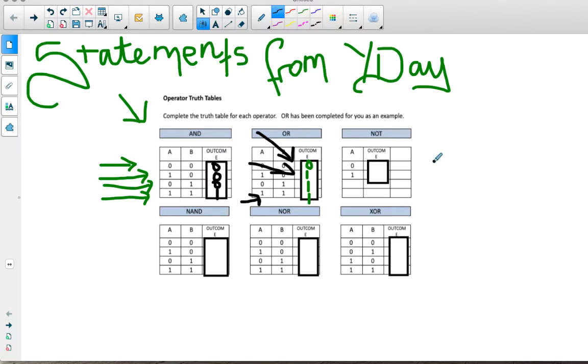NOT gates essentially flip the input, so if you put a 0 into a NOT gate, a 1 pops out the other side. And if you put a 1 into a NOT gate, a 0 pops out the other side.